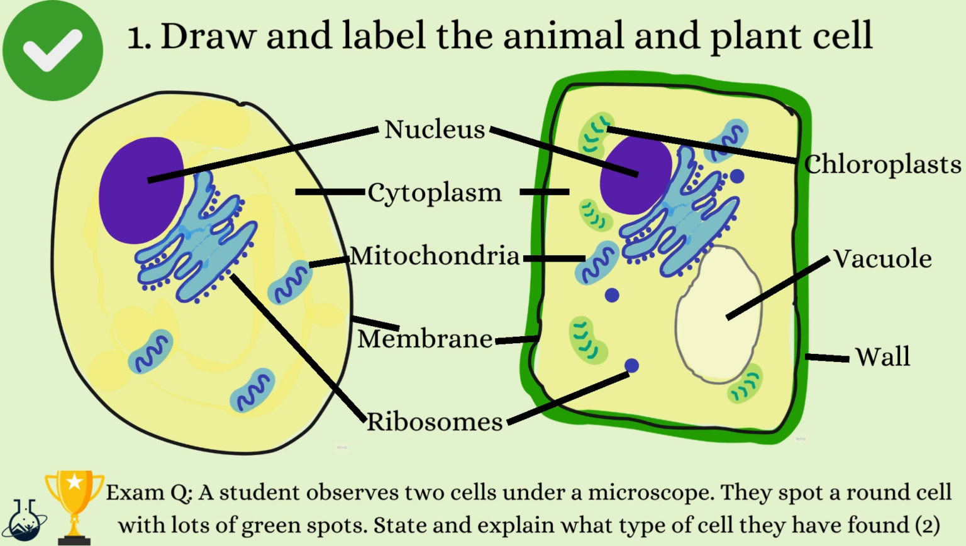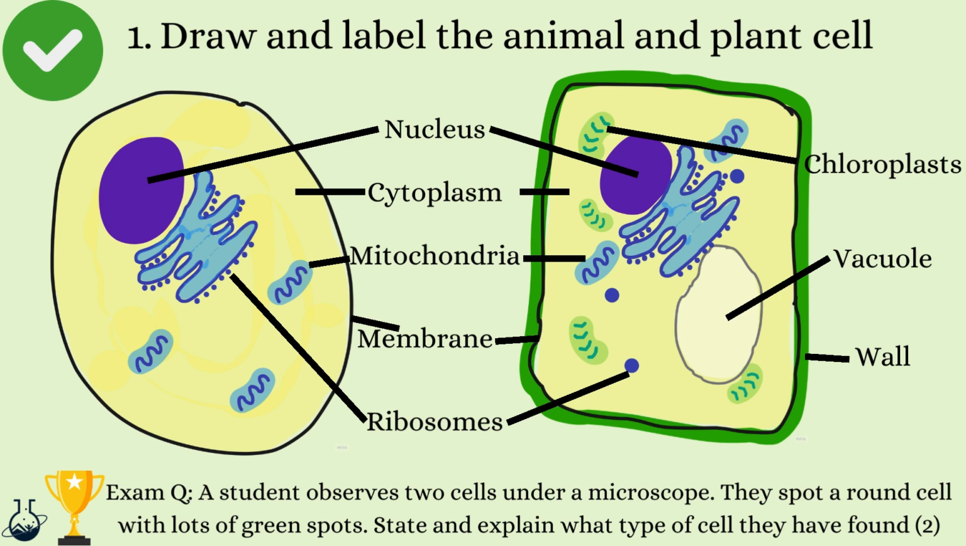The challenge question was an exam style question to apply what you have just learned. A student observes 2 cells under a microscope. They spot a round cell with lots of green spots. State and explain what type of cell they have found. This is worth 2 marks, which means we need to say 2 things.